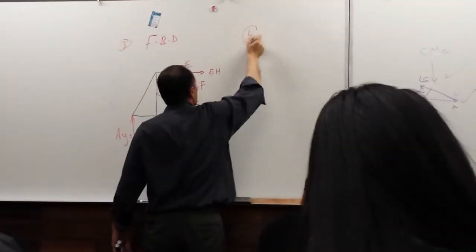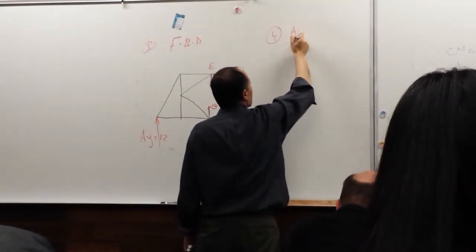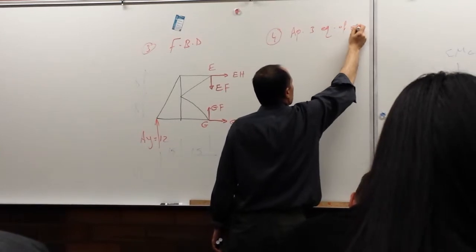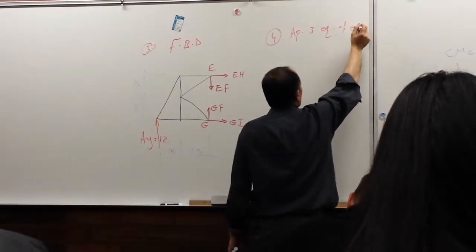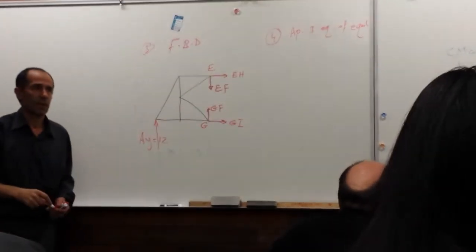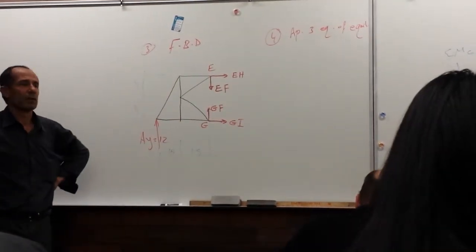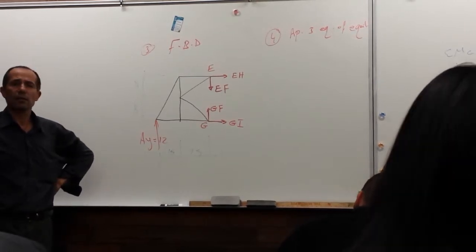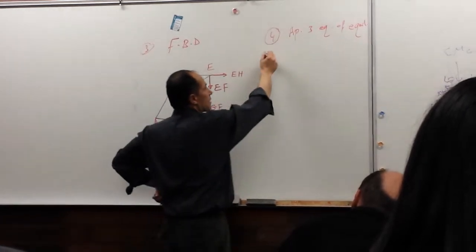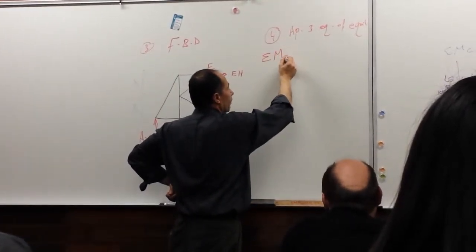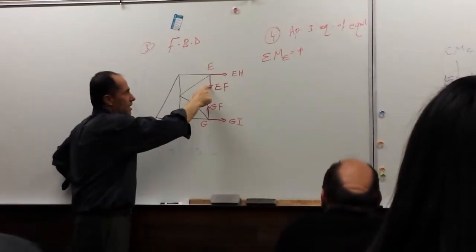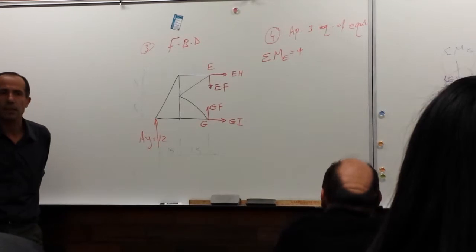Number 4 is apply 3 equations of equilibrium. That's all we have. Which one to start with? Sum of the moment at either E or G. Sum moment at E, for example, equals 0. Sum of moment at E, this, I'm not going to create moment.